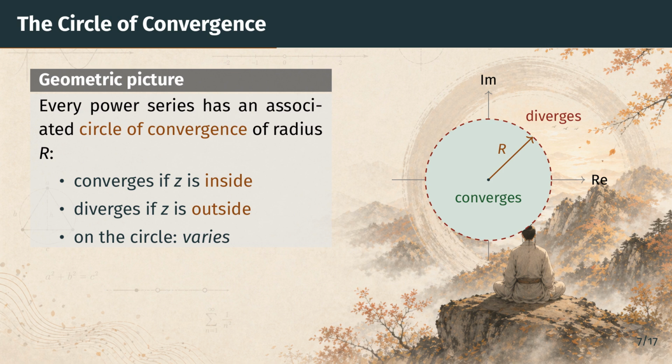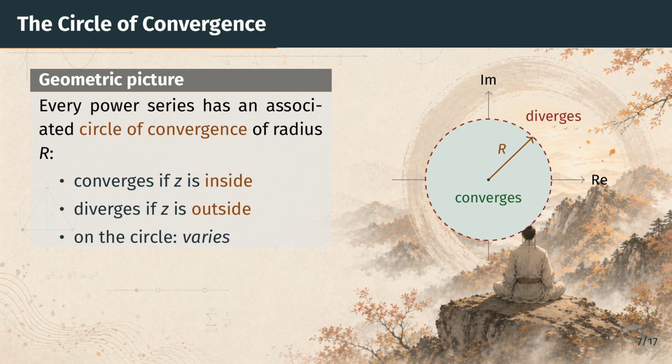On the slide is the geometric picture that organizes everything. With every power series, we associate a circle in the complex plane, centered at the origin, called the circle of convergence. Its radius is r. In the diagram, the green shaded disk is where the series converges, the inside of the circle, while everything outside the dashed red circle is where it diverges. The orange arrow marks the radius r.